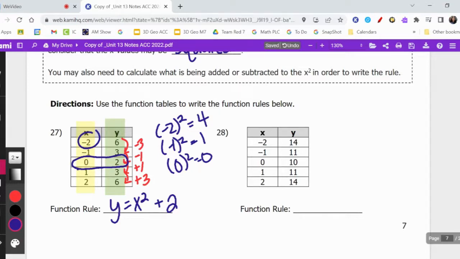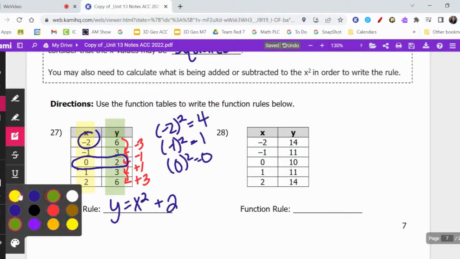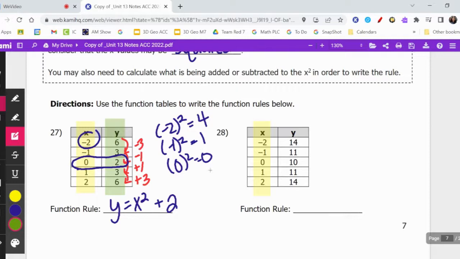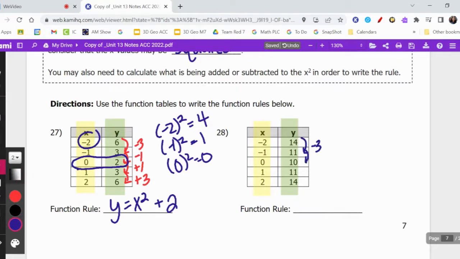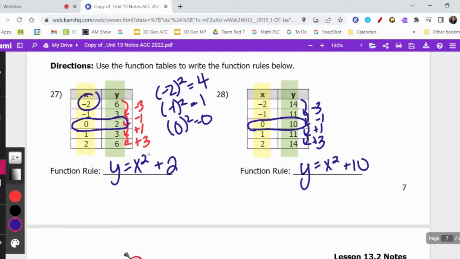Okay, next one. You'll notice that the x values are consecutive integers, so we're just going to have to look at the y values. Let's see, we're going down by 3, going down by 1, adding 1, adding 3. So this kind of pattern, I know it's y equals x squared. And if I look right here, I'll see that the y-intercept is 10. So it's y equals x squared plus 10.